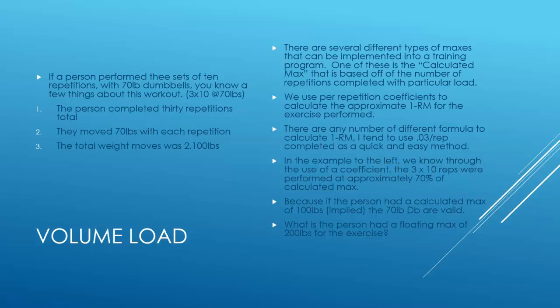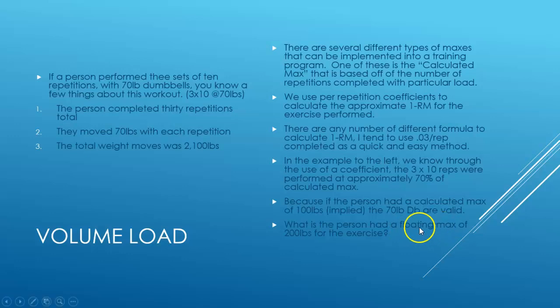The book will list this as 75% of a 1 rep max, but I tend to calculate out at 70%. I'm going to flow through with that the entire presentation. Well, we know that their calculated max is going to be about 100 pounds, give or take. And when a person has a floating max or training max of 200 pounds, what does that look like?